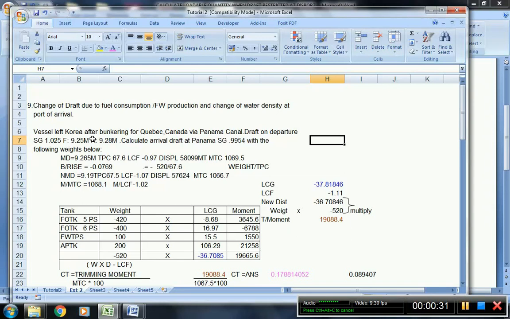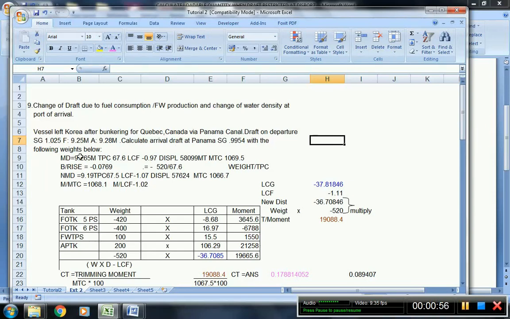Vessel left Korea after bunkering for Quebec, Canada via Panama Canal. Draft on departure with a specific gravity of 1.025. Forward draft is 9.25 and aft draft is 9.28. Calculate arrival draft at Panama, with a specific gravity of 0.995 and the following weights below.